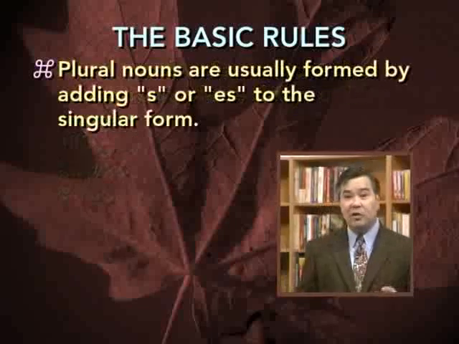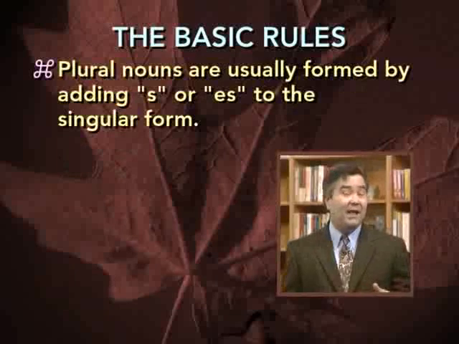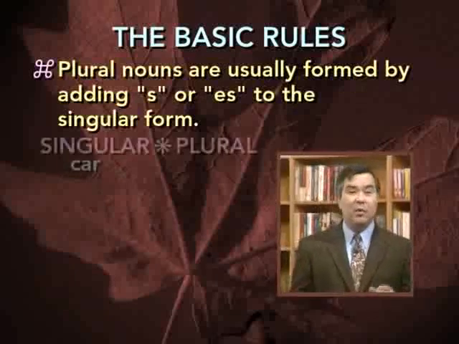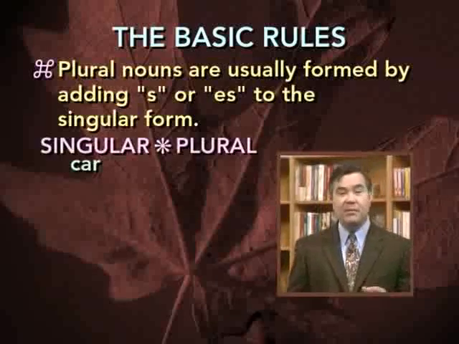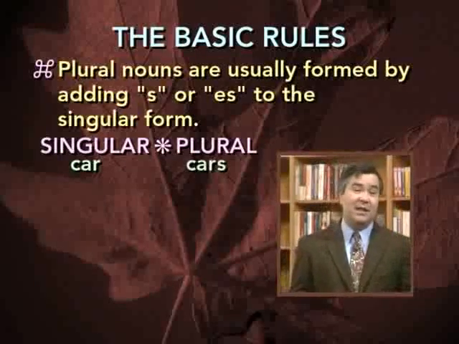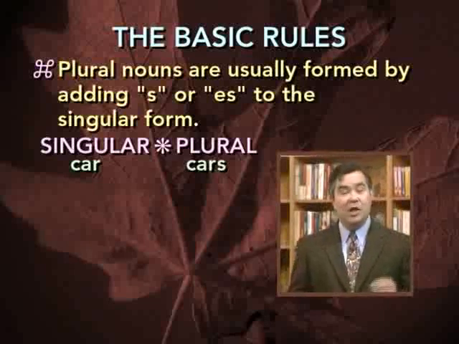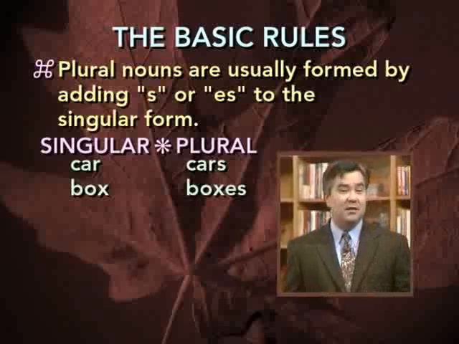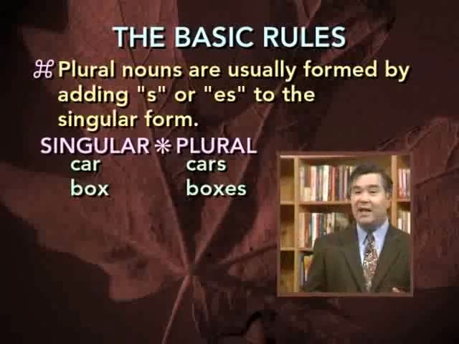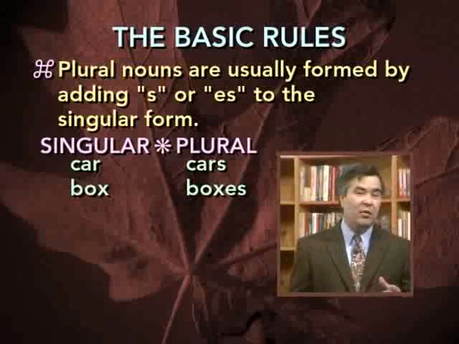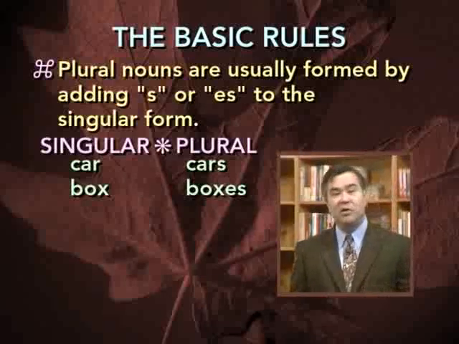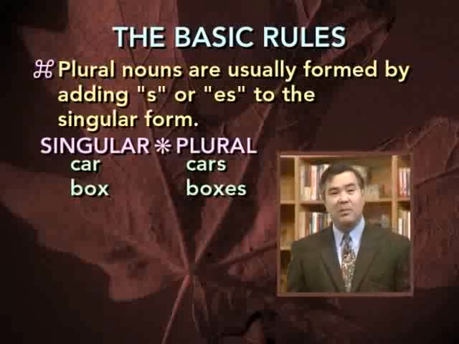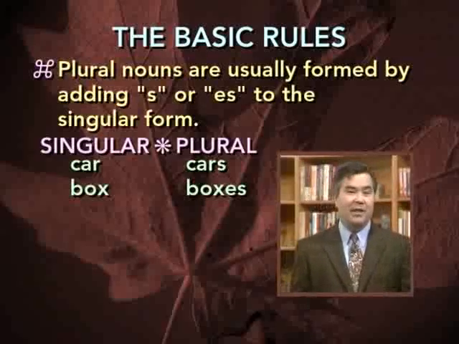Now in English, plural nouns are usually formed by adding the letter S or ES to the singular form. So, for example, the word car, which is singular, becomes plural simply by adding the letter S at the end, cars. The word box becomes plural by adding ES at the end, boxes. Perhaps you can see that simply adding the letter S at the end would create a word that's rather awkward looking and difficult to pronounce. And that's why words that end in X are generally made plural by adding ES rather than simply S.